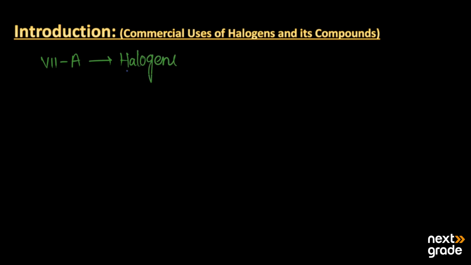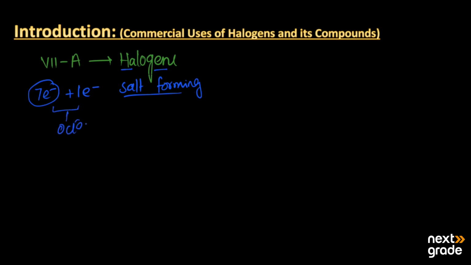Now the word halogen is divided into two parts, halo and gens. The word halo means simple salt and gens means forming. So they are basically salt forming compounds. As they belong to group 7A, they have 7 electrons in their valence shell and require one more electron to complete their octet in the outermost shell. And why do they need to complete their octet? Because they want to gain stability.